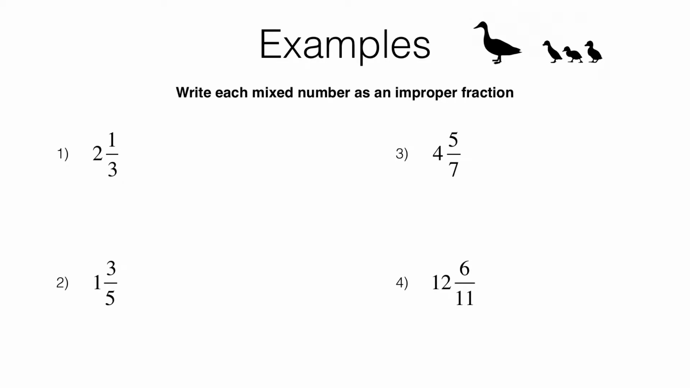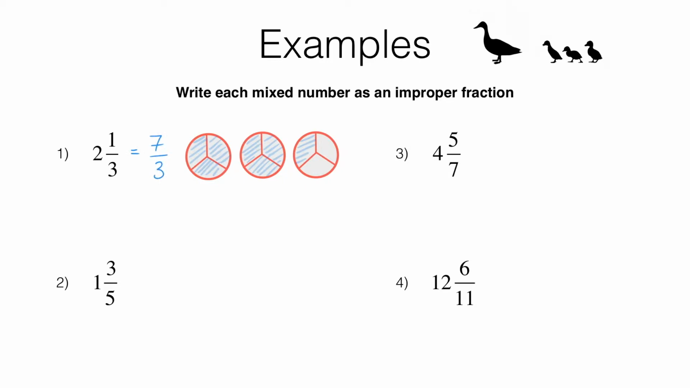In this video, we're going to look at converting mixed numbers into improper fractions. In question 1, we're looking at 2 and 1/3. I can shade in 2 and 1/3 on this diagram as follows. Here you can see I've shaded in 2 wholes and 1/3. You can count that there are 1, 2, 3, 4, 5, 6, 7 thirds shaded in altogether. So 2 and 1/3 is 7 thirds.